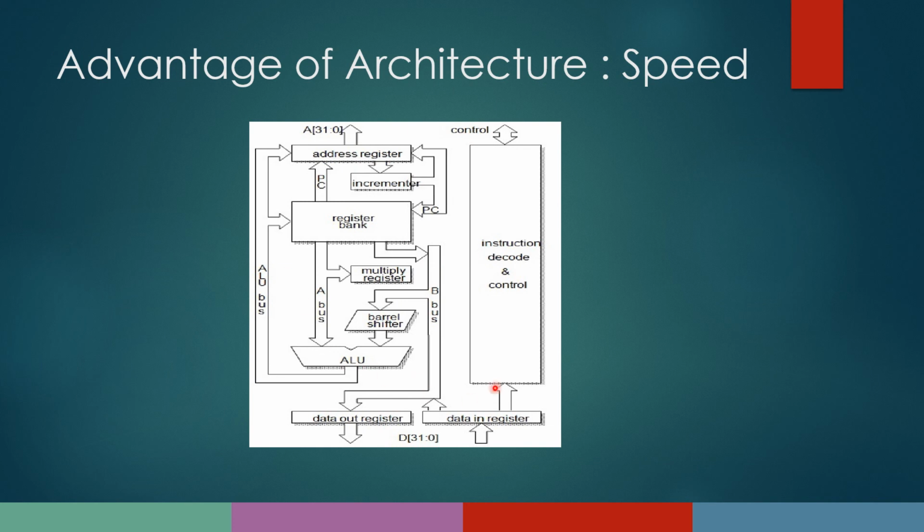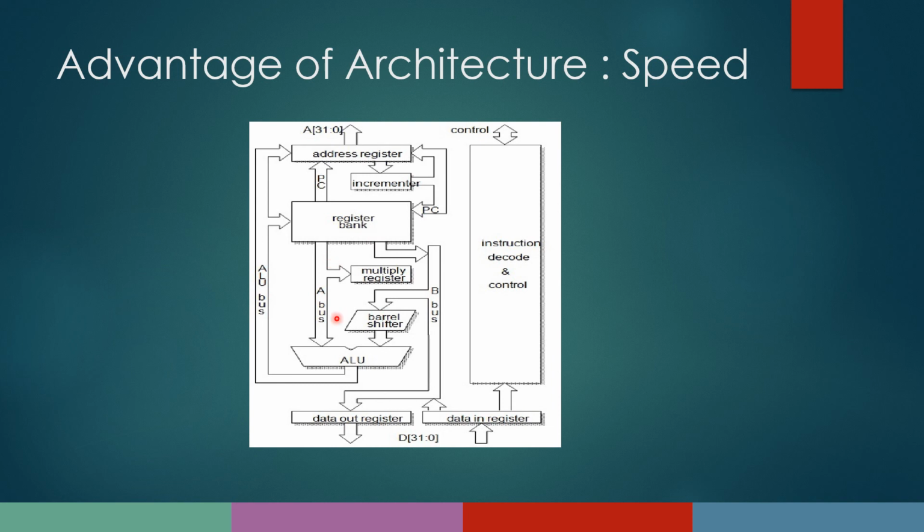Now the advantage of such an architecture is obviously that the speed of the processor will be high. Why? Because in the working, I told you that one of the data operands goes via the A bus to the arithmetic logic unit, and the other goes via the barrel shifter, which acts as a preprocessor. It does some operations prior to the actual operation in the ALU. Now this arithmetic logic unit and barrel shifter, you can consider all these as combinational circuits, and in one machine cycle itself they are going to work.